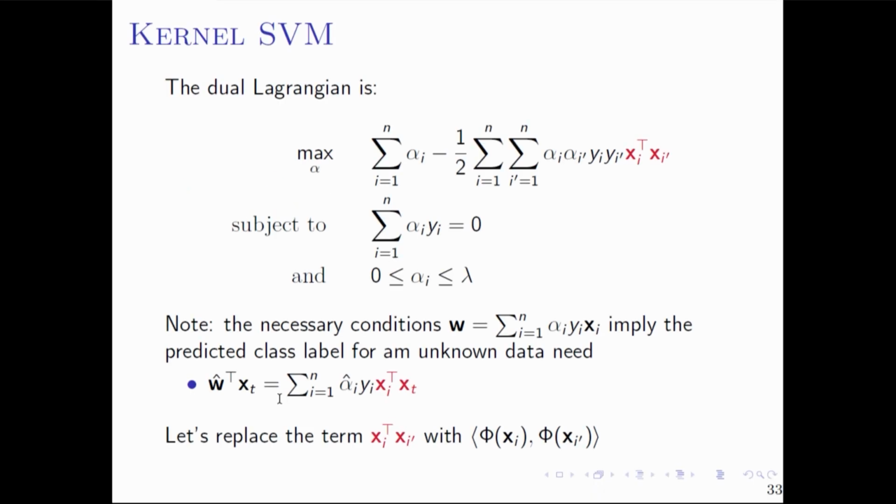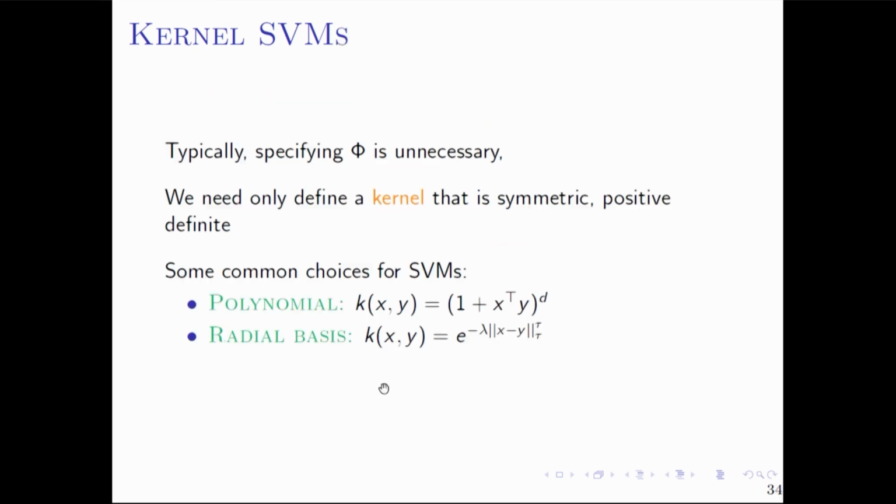So in the kernel support vector machine, we just replace this inner product with kij, the kernel value between i and j. When we predict the class for an unknown sample xt, we also require that k of i, t. If we replace these things, then we have a kernelized SVM.